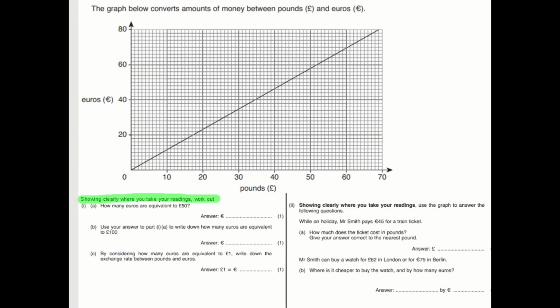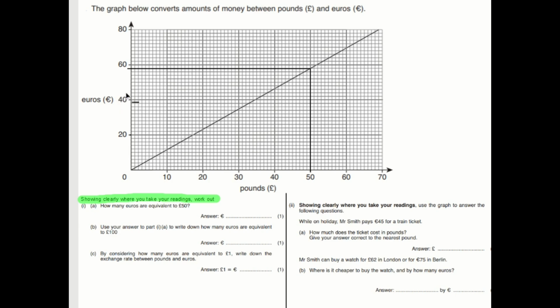So we are reading off where it is £50. Pounds is on the horizontal axis, so go to 50 and draw a straight line with a ruler and a pencil up to that line. And then you go to where it hits and then read across. So what does that read off as on the scale?